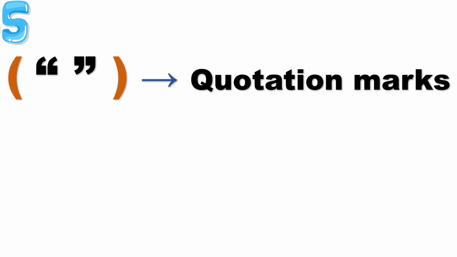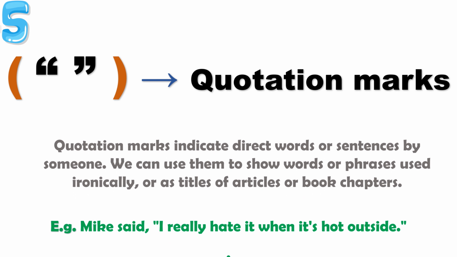Quotation marks. Quotation marks indicate direct words or sentences by someone. We can use them to show words or phrases used ironically, or as titles of articles or book chapters. For example, Mike said, "I really hate it when it's hot outside."